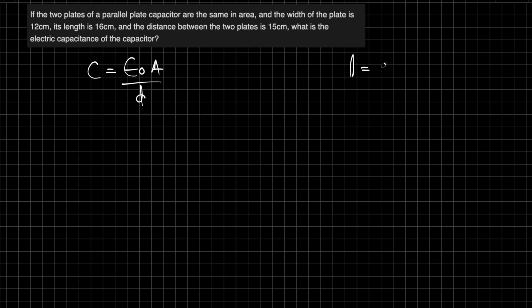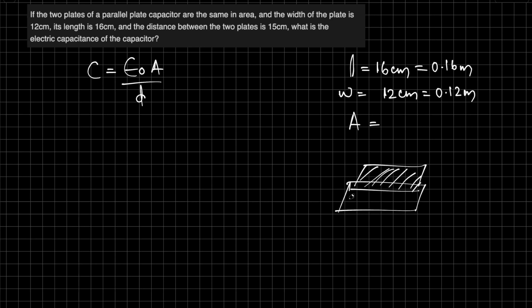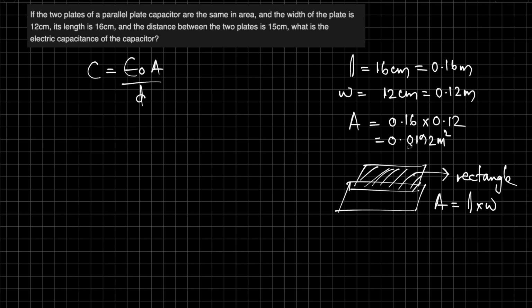We have the length of the plate, that is 16 centimeter, which is 0.16 meter, and its width is 12 centimeter, that is 0.12 meters. Area, so this is a parallel plate capacitor. The shape of the plate is rectangle. The area of a rectangle is length into width. So area is 0.16 times 0.12, which is 0.0192 meter square.